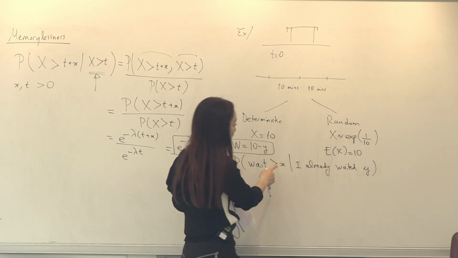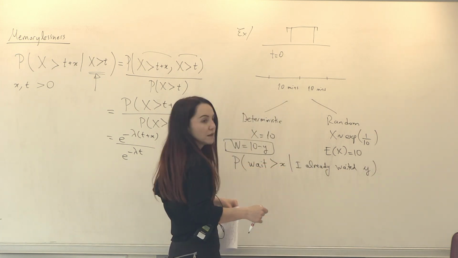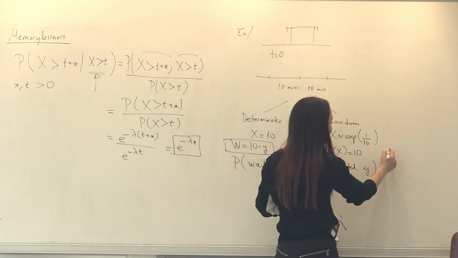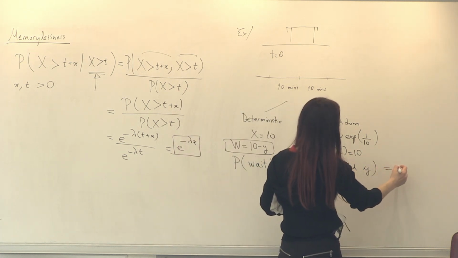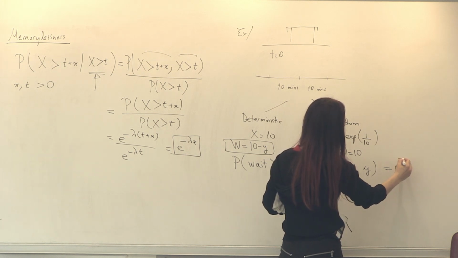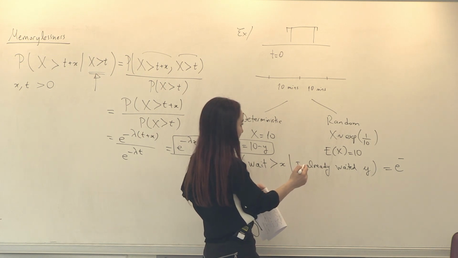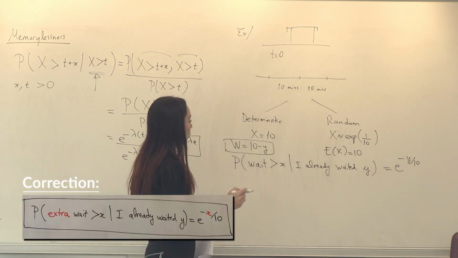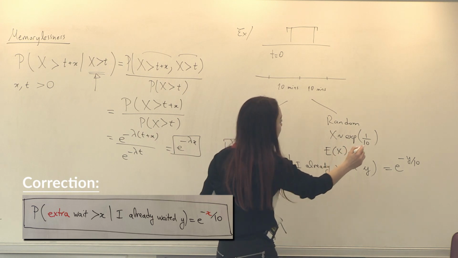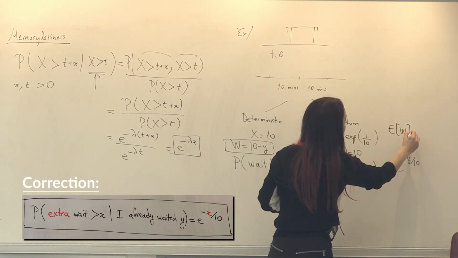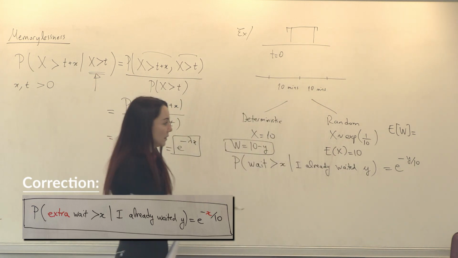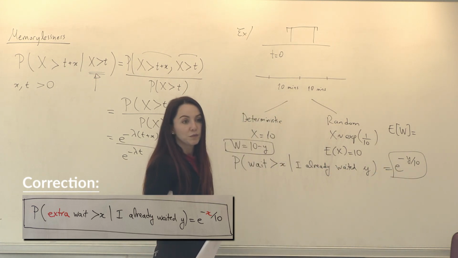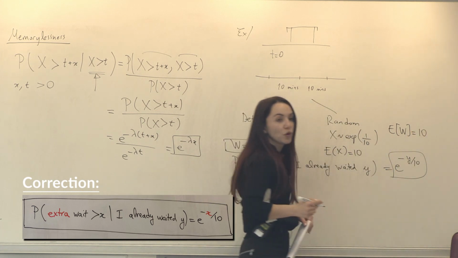what is the probability that I wait more than x minutes, given that I already waited y minutes? Well, that probability is going to be e to the minus what? Right, lambda is 1 over 10, so e to the minus x over 10. So what is the expected value of my wait then? The expectation of an exponential with mean 10. That's 10.